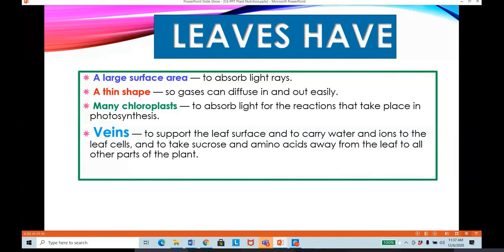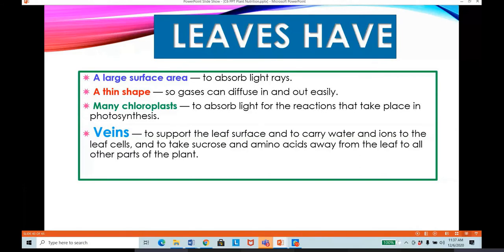May I answer? Yes, please. So they can absorb light for photosynthesis to take place. Very good. Because chloroplast is the plant organelle wherein the process of photosynthesis takes place. Thank you. And what is the purpose of the veins? What do they do?